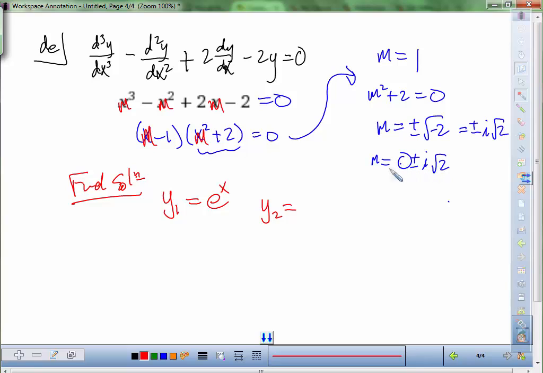So y2 is going to be e to the 0, I'm not going to bother writing that down, times cosine of beta times x, and the beta is the imaginary part of your root, square root of 2x. And then your third, the second one in the pair, is going to be, again, e to the 0 times x times sine square root of 2x.